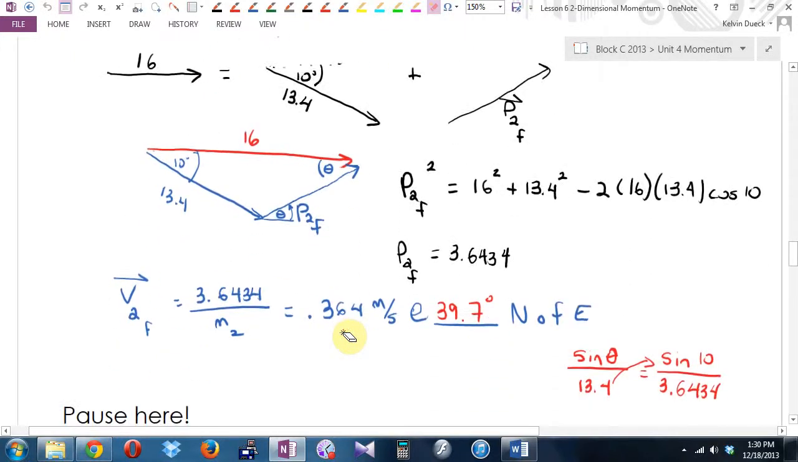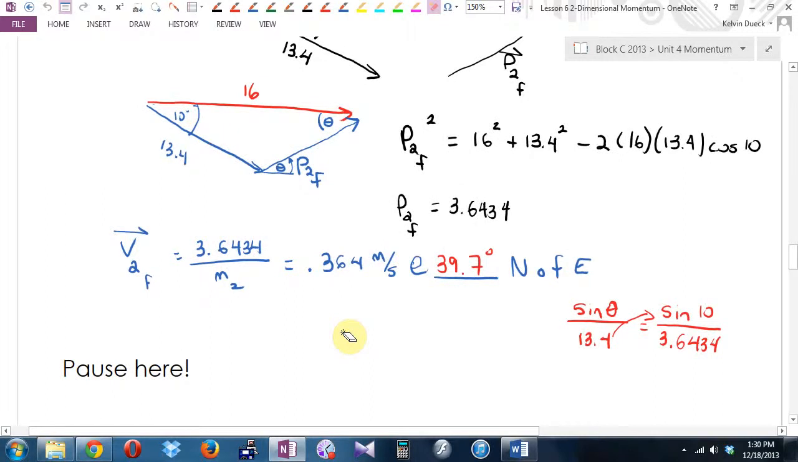Then we brought out the cosine law, but the cosine law only allowed us to find the momentum. It wanted us to find the velocity. We said to find the velocity, divide by the mass. Oh, that actually gave you the speed. To find the velocity, which was the directional component, do sine law.